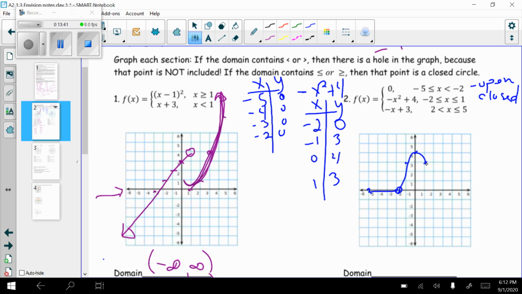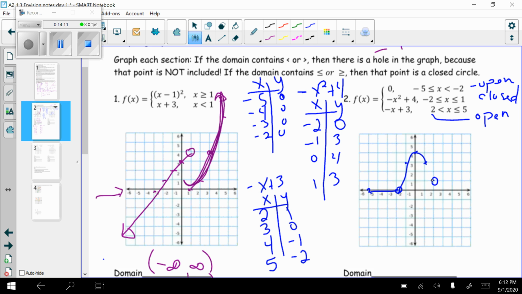So I do negative x plus 3. But again, the domain, they are restricting me. They only want between 2 and 5. So 2, 3, 4, and 5. I see it at the 2, I'm going to be open. So plug these in, negative 2 plus 3 gets me 1, 0, negative 1, negative 2. Plot these points. Over 2, up 1 is open. 5, negative 2, closed, connect. So those are the pieces of my graph.